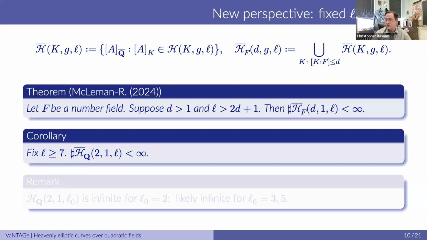As soon as L is 7 or larger, we're guaranteed that over all quadratic number fields, we'll see only finitely many heavenly elliptic curves at that particular prime L. Okay, well, as soon as you have a result like this, you should ask, is it possible to do better? And the answer is almost certainly probably not.